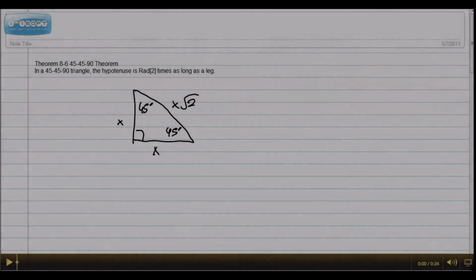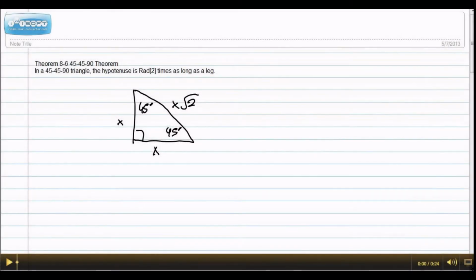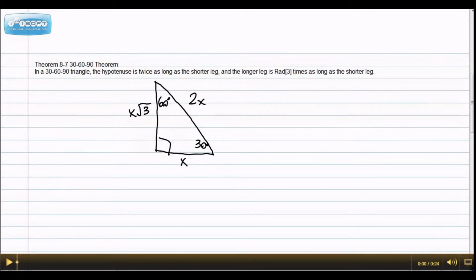Theorem 8-6. 45-45-90 theorem. In a 45-45-90 triangle, the hypotenuse is rad 2 times as long as a leg. In a 30-60-90 triangle, the hypotenuse is twice as long as the shorter leg, and the longer leg is rad 3 times as long as the shorter leg.